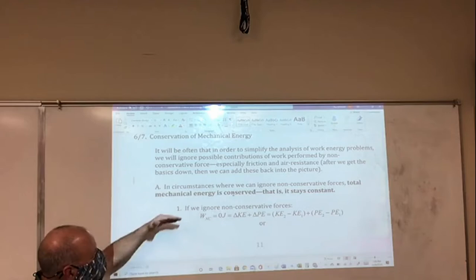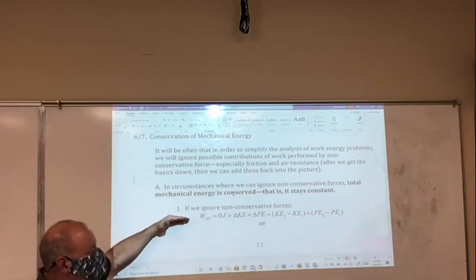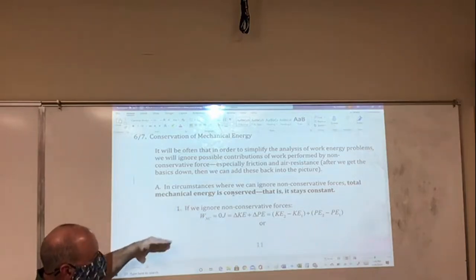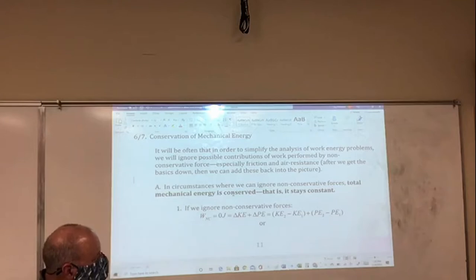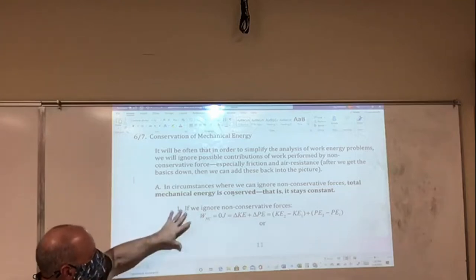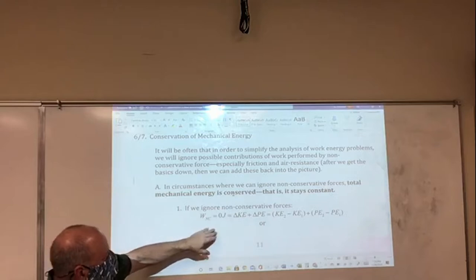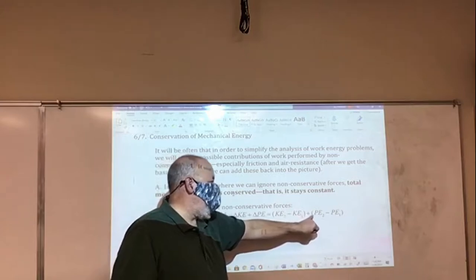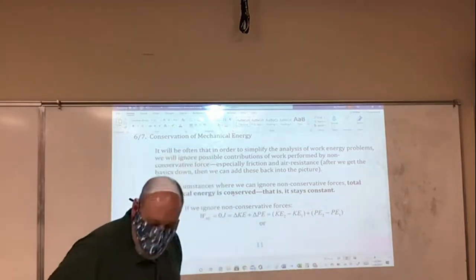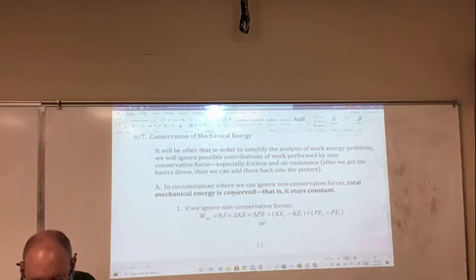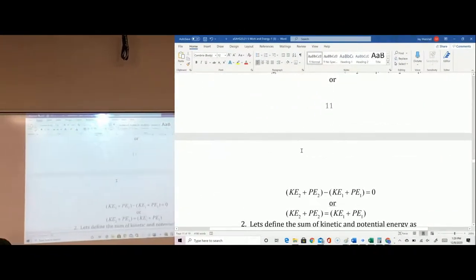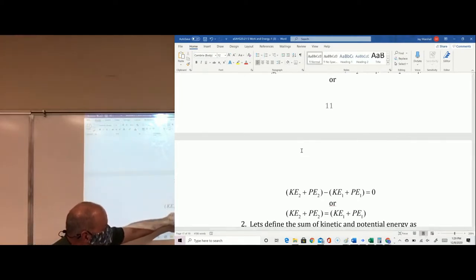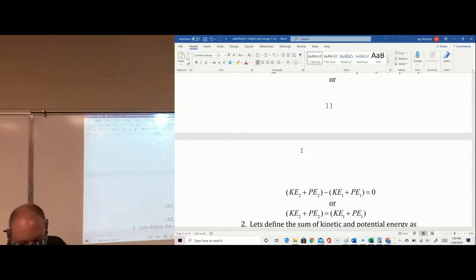Okay? My recommendation, though, is just, hey, I know that there's a way to prove that the potential energy and kinetic energy are conserved when I don't have non-conservative forces. That's all we really need to understand here. So that's the same thing as final kinetic energy minus initial kinetic energy plus final potential energy minus initial potential energy is zero. Or we can rearrange that to say KE2 plus PE2 minus KE1 plus PE1.